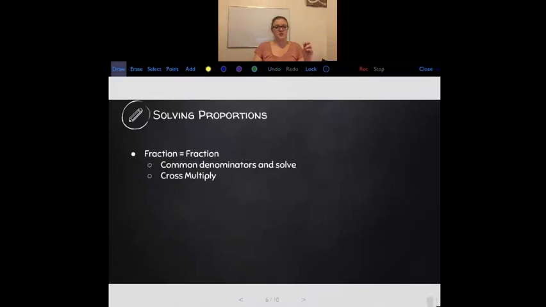Solving proportions. So proportions happen when we have a fraction equal to another fraction. You can use the denominator, get common denominators like we did before, and then let go of the numerator, or you can cross multiply.